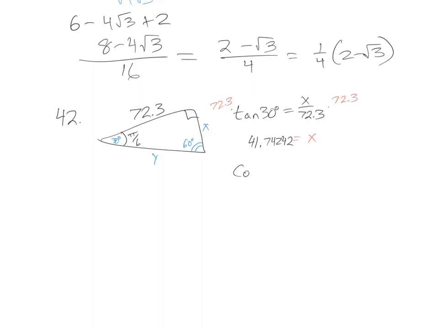All right, so let's do cosine of 30 degrees equals the adjacent leg over the hypotenuse. Okay, so multiply both sides by y. And then we're going to divide off the cosine of 30.